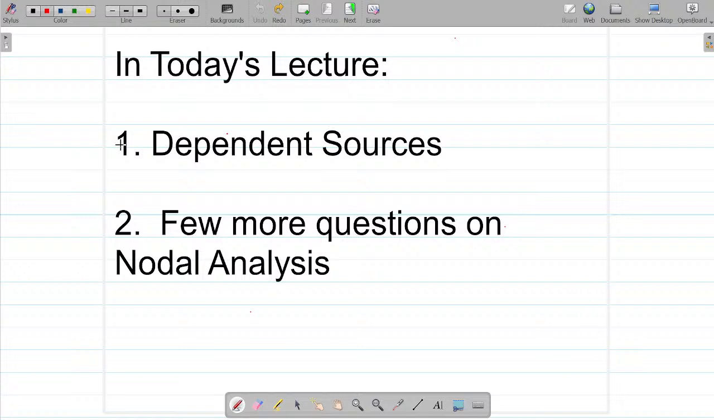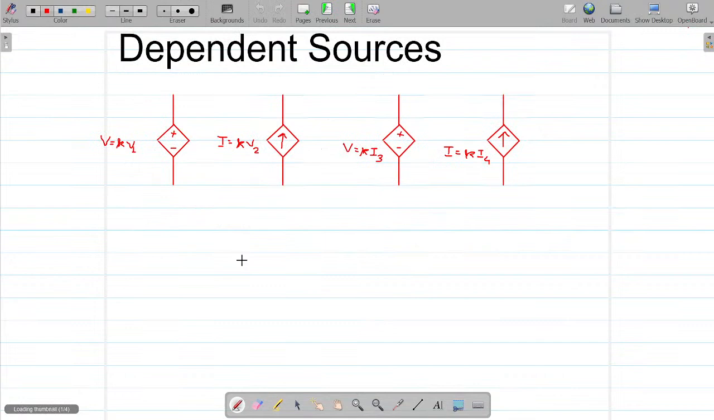A dependent source of energy is any source of energy given in a circuit which derives its source of energy from another part of the circuit. See, in general, there are four kinds of dependent sources. How do you know what kind of energy sources they are? Let me just write them down for you, and then we'll see how to name such sources.